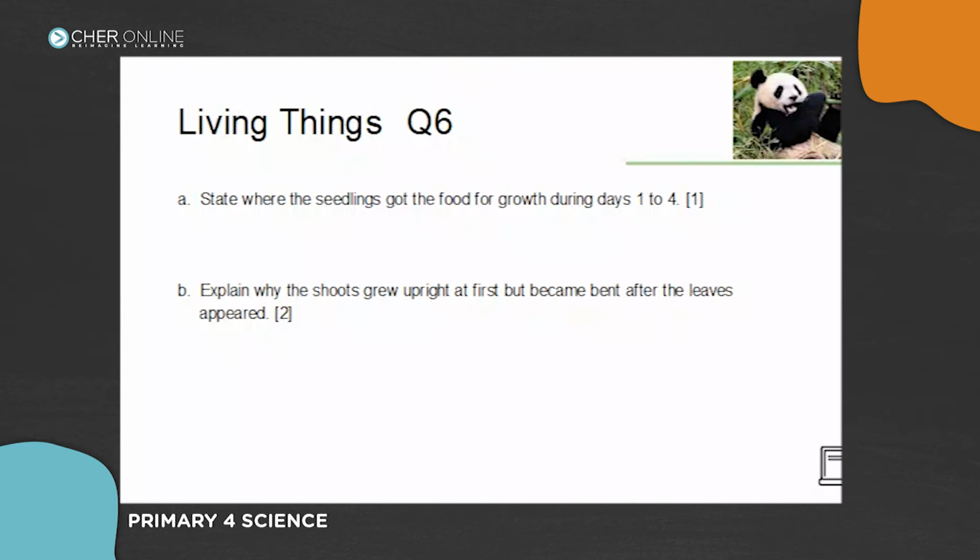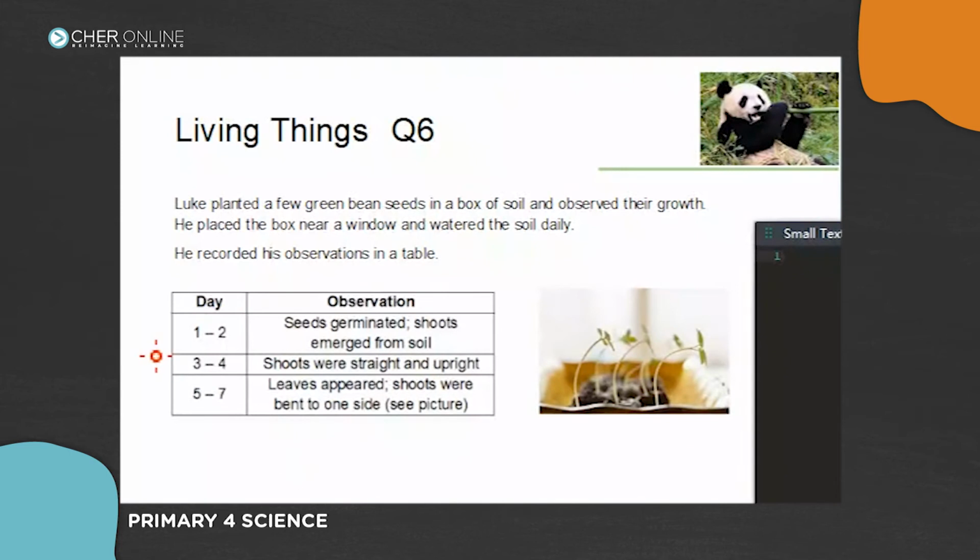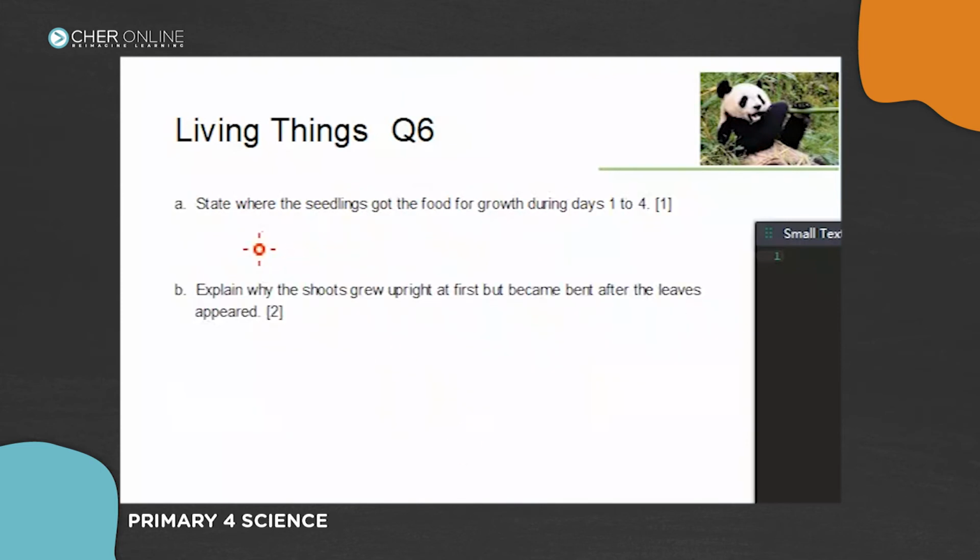State where the seeds got the food for growth during day 1 and day 4. During day 1 and day 4, they only have shoots and roots. Where do they get their food from? The question is, from day 1 to day 4, where did the seedling get the food for growth?